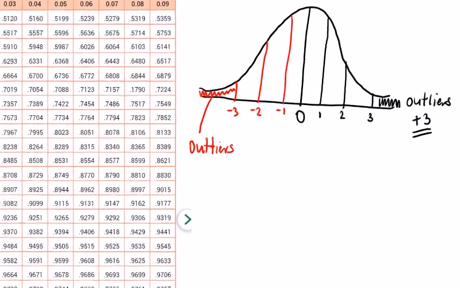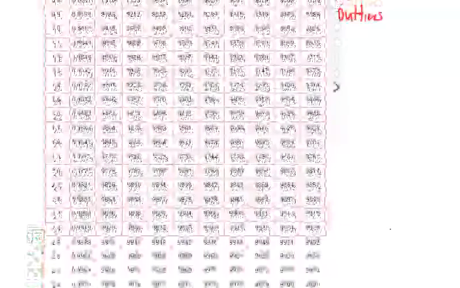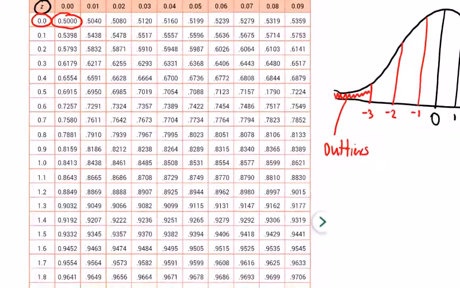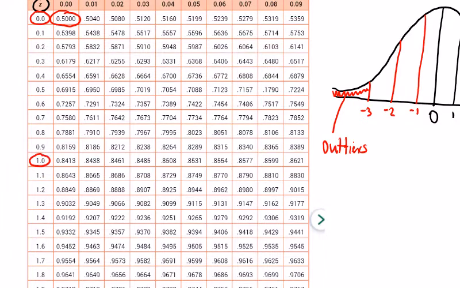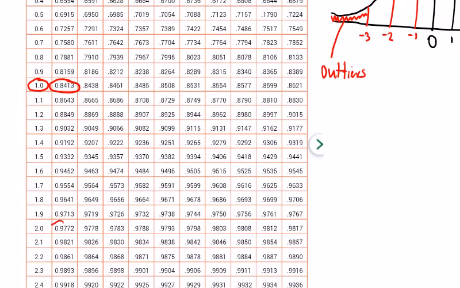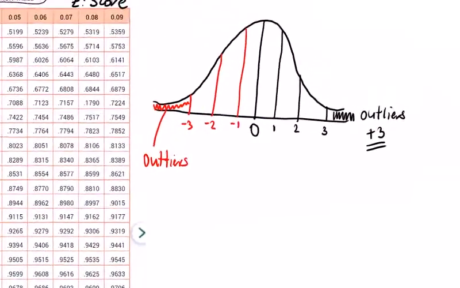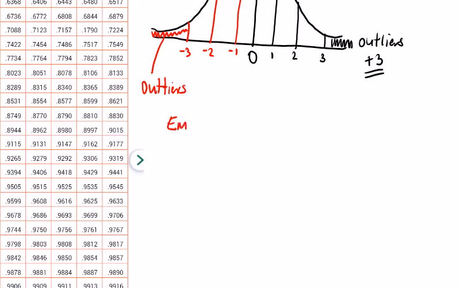My outliers. Now, where are those trees? You can see down the bottom here. My table goes from 0 in the middle, representing 50%. If we get a Z score of 1, what does this represent? 84.13%. A Z score of 2 would represent 97.72%. And a Z score of 3 would represent 99.87%.